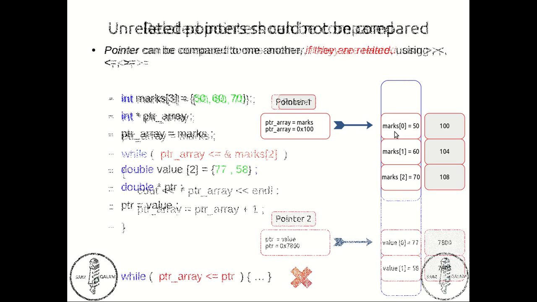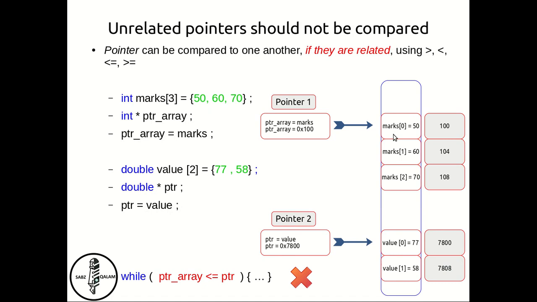So as an example, look at this one. It is really not a good idea to compare pointers which are totally unrelated. So for instance, this is the previous example that you saw, that within the memory there's an array 50, 60, and 70 at addresses 100, 104, 108.